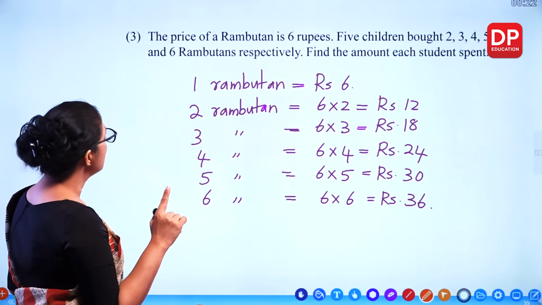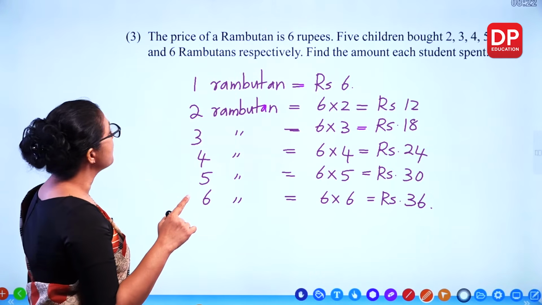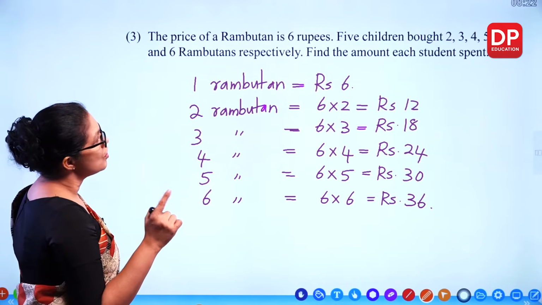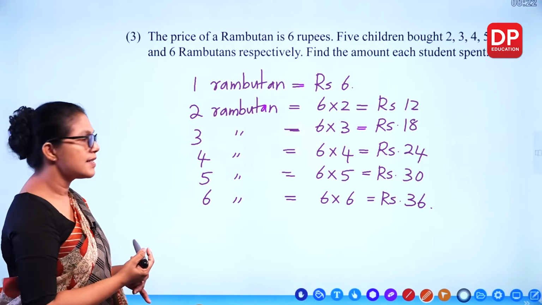So these are the values each child spent. Find the amount each student spent. So this is 6, 12, 18, 24, 30 and 36 rupees.